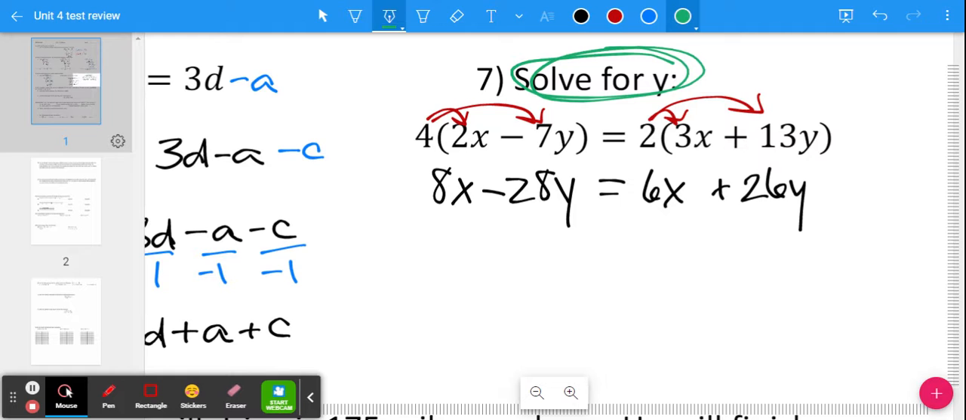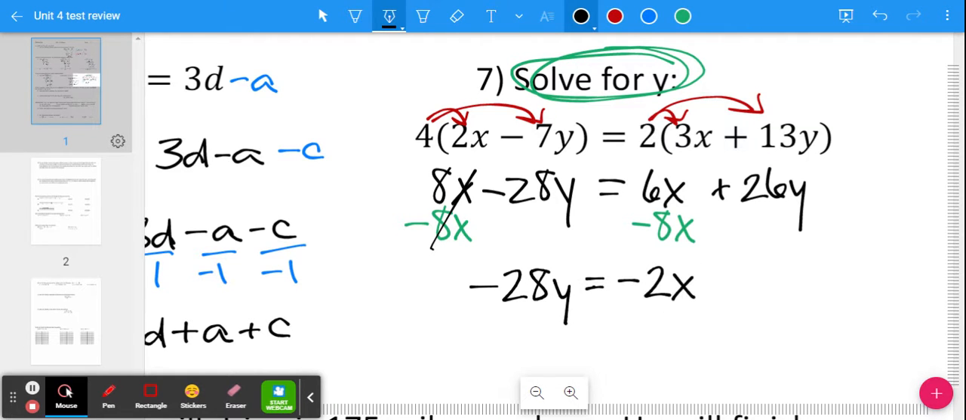So I'm going to move these 8x's to the left. So it's a positive 8x. So I'm going to subtract 8x and line it up under its like terms. So 6x and negative 8x are like terms, so we want to line them up. So we have negative 28y equals negative 2x plus 26y.